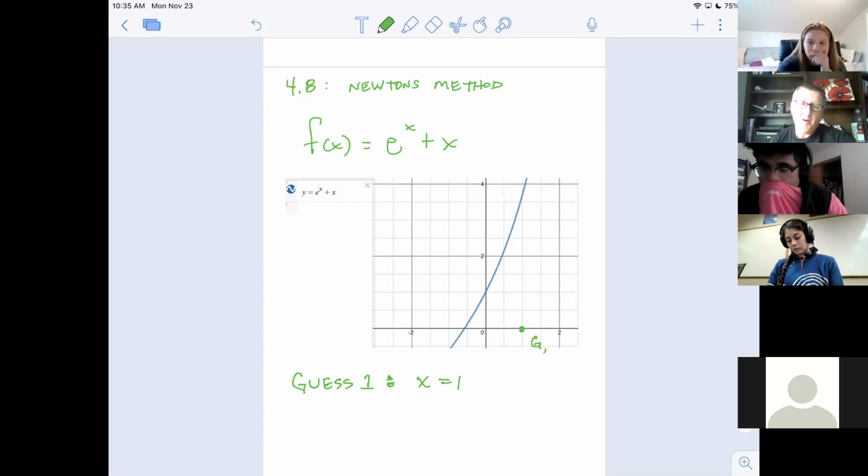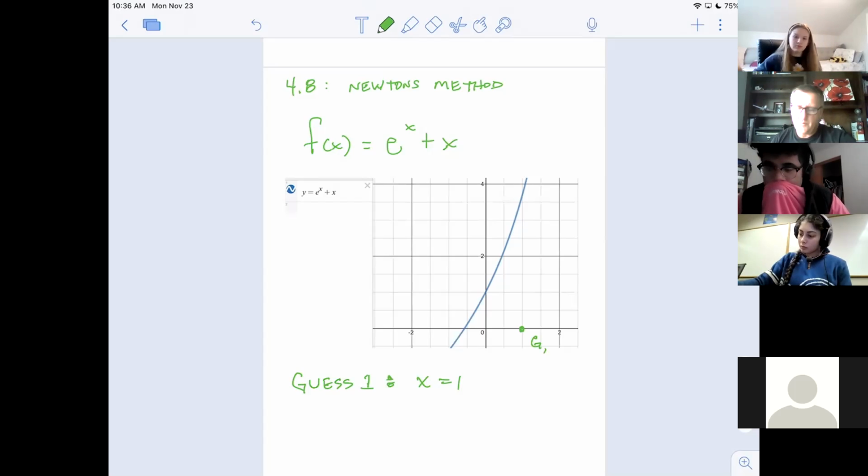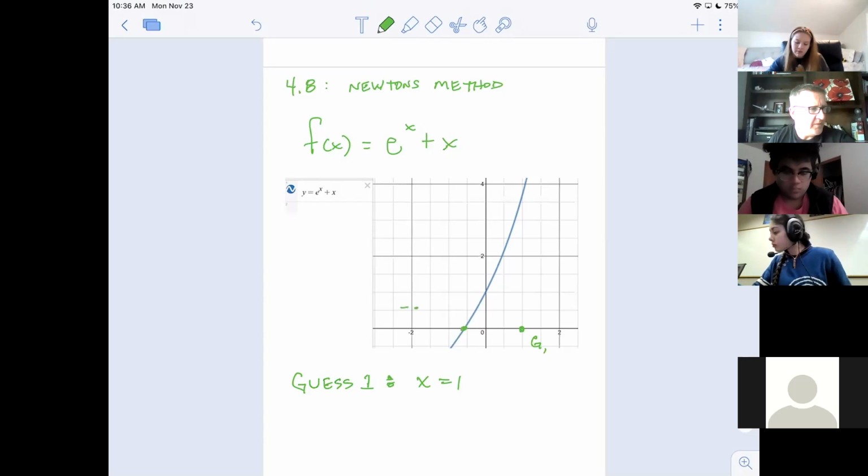And so this is a pretty terrible guess thanks to the graph, but watch how quickly Newton's method will take us to the right answer, which we saw a second ago was 0.567. I wish I'd copied this with the answer on there, but I choked. I think I'll write it in right here. Wasn't it 0.567? Was that what it was?